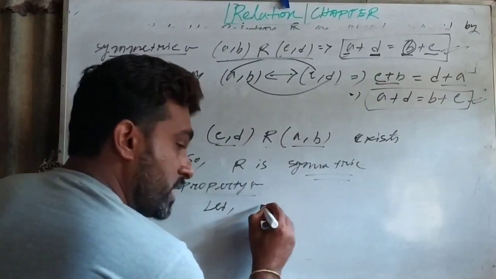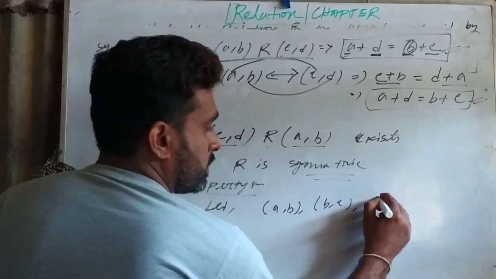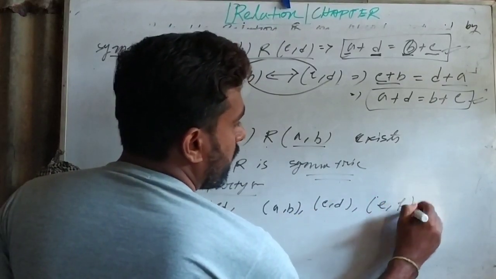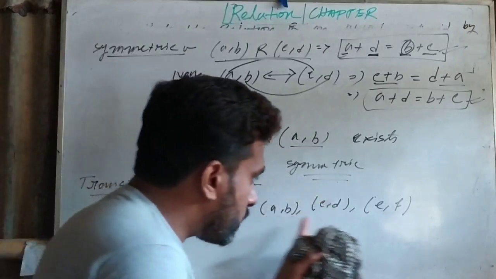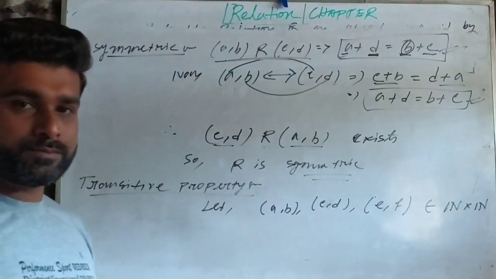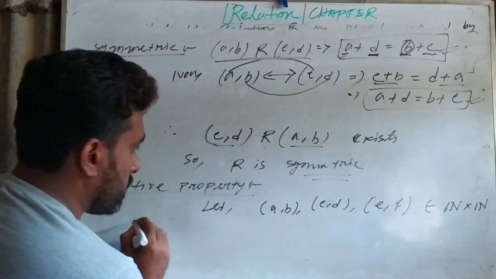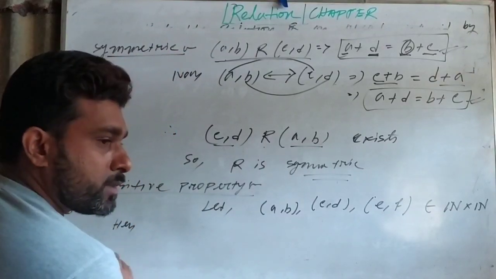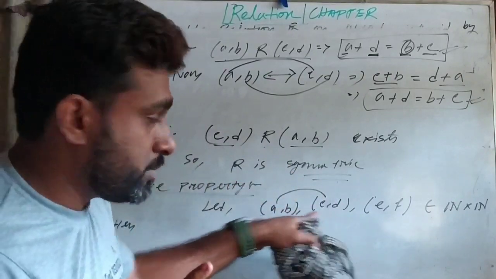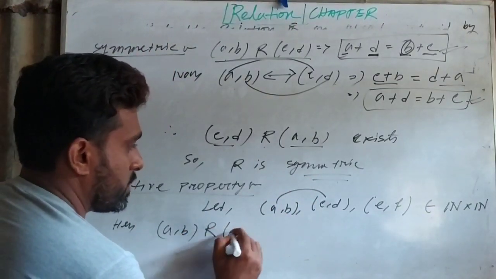we have to choose three elements. That means the first element A comma B, second element B comma C, C comma D, and third element is E comma F. And all of the order pairs belong to the natural number set. Okay, so here the friendship between these two, we know they have their friendship also individually. So A comma B, C comma D.